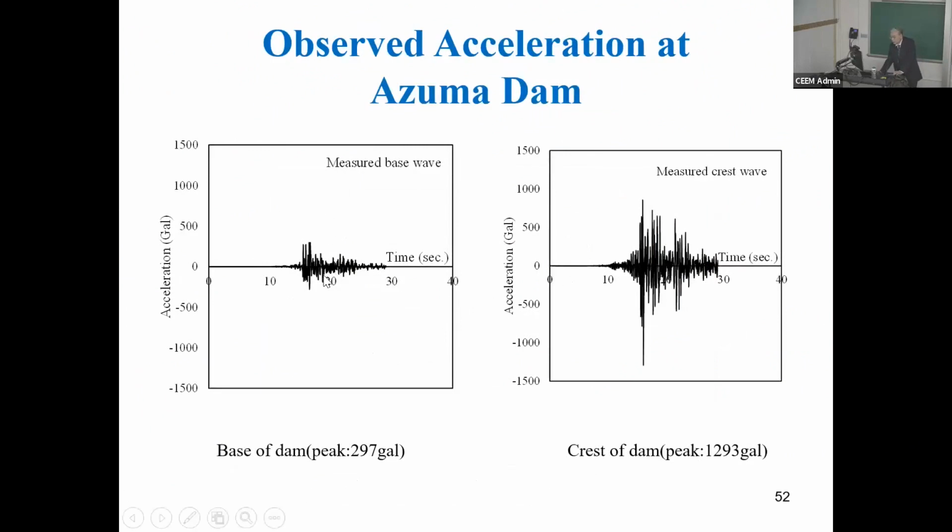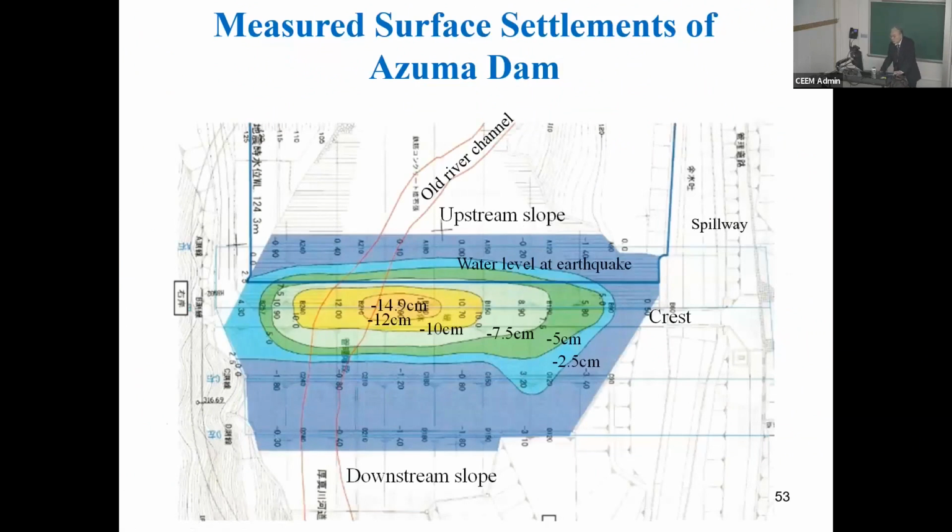This shows observed acceleration at Admata Dam: 300 gal at the base, and at the crest 1,300 gal was observed. This figure shows the measured surface settlement of Admata, around 15 centimeters settled at the crest.